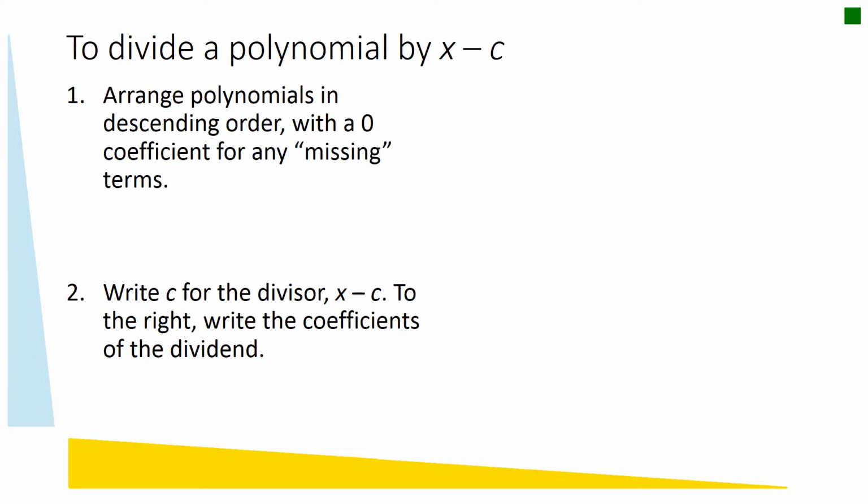So to start learning how to use synthetic division, let's look at a problem that we are going to divide. We're going to take the polynomial x cubed plus 4x squared minus 5x plus 5. And we're going to divide that by the binomial x minus 3.